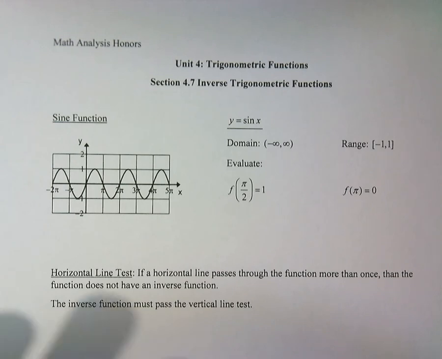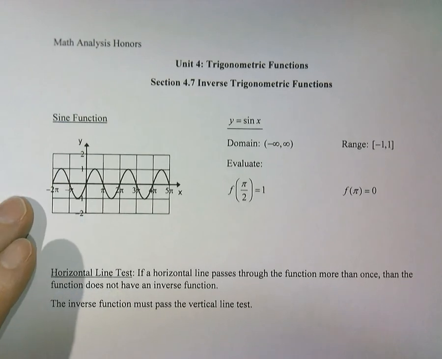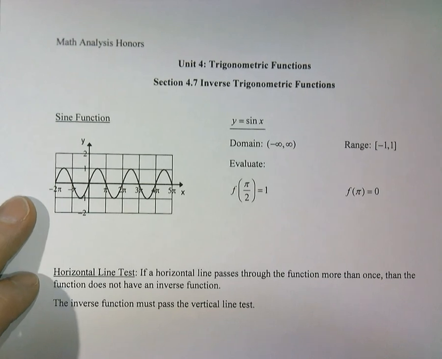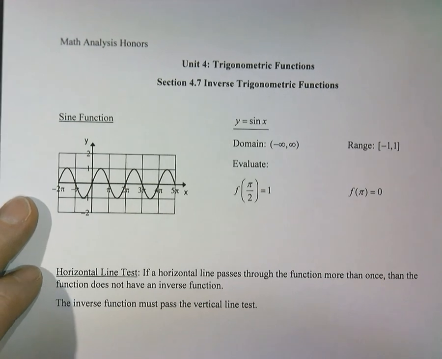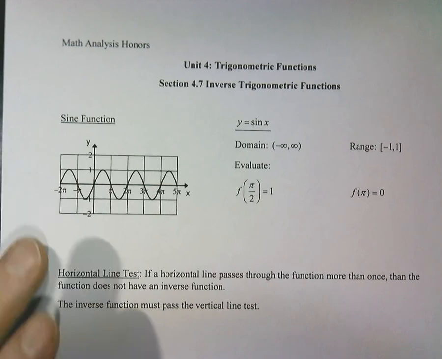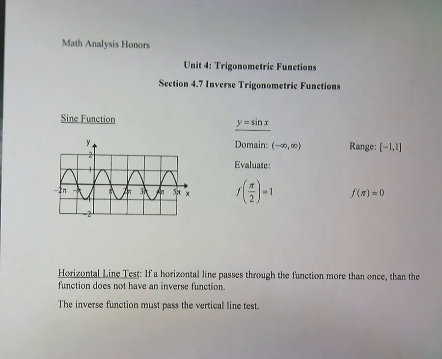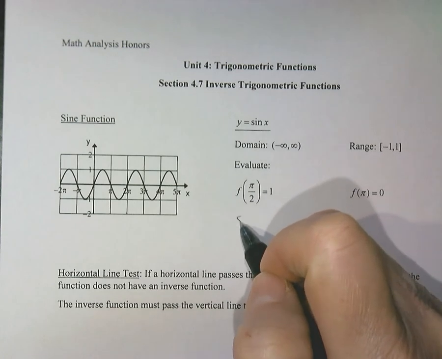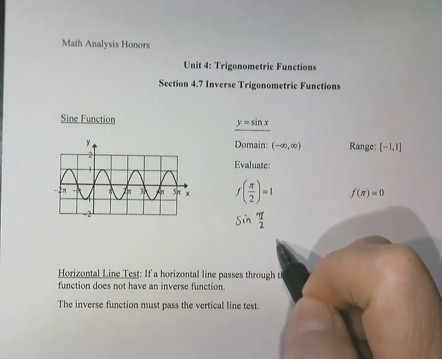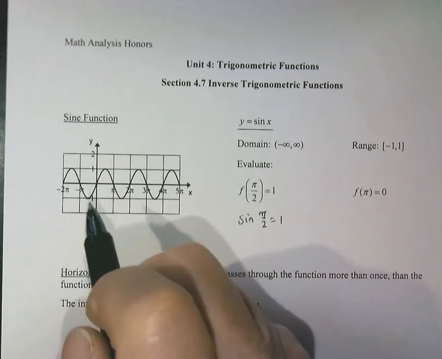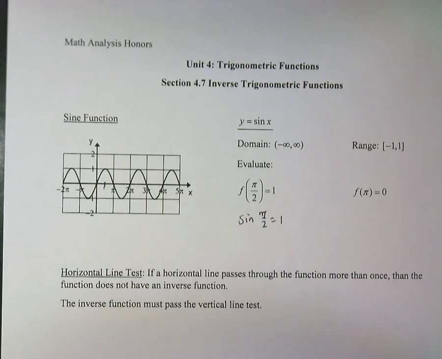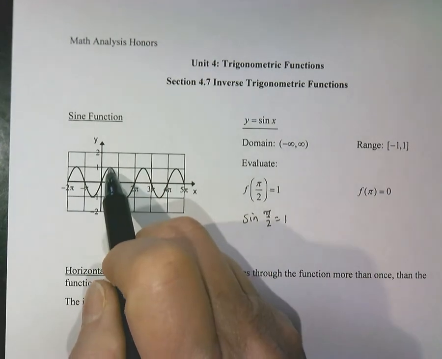So, just to review, here is your sine function. The sine function goes from negative infinity to infinity on the domain, and the range is -1 to 1, including the -1 and the 1. If I want to evaluate f of pi over 2, what that means is sine of pi over 2 is equal to 1. And I could look at the graph. There's pi over 2 right there, and the y value is 1.